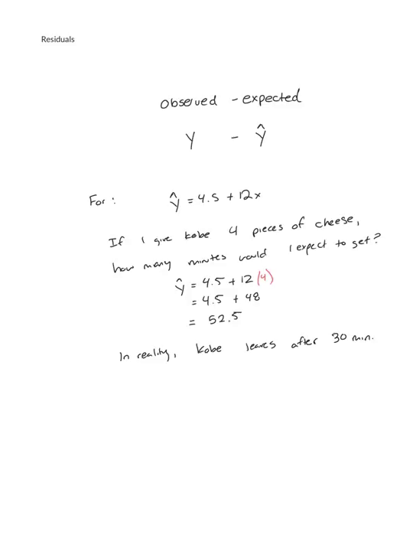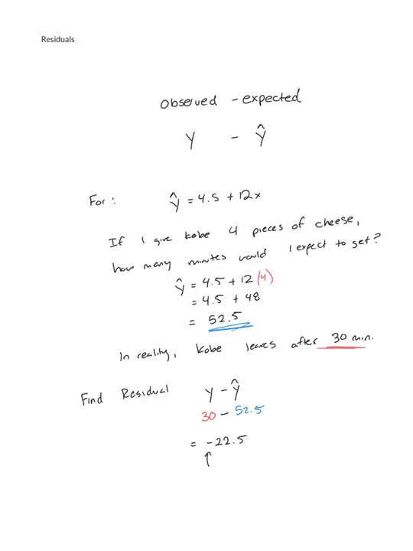Well, I thought he'd stay for 52.5. He only stayed for 30, so not particularly. I can measure exactly how accurate it is by calculating the residual. To find the residual, I'm going to take y minus y hat. That is my observed minus my expected. Well, my observed is how many minutes he actually stayed, which is 30. My expected is the estimate I made, which is 52.5. So I'm just going to take my actual minus my expected. And when I do that, I get negative 22.5.